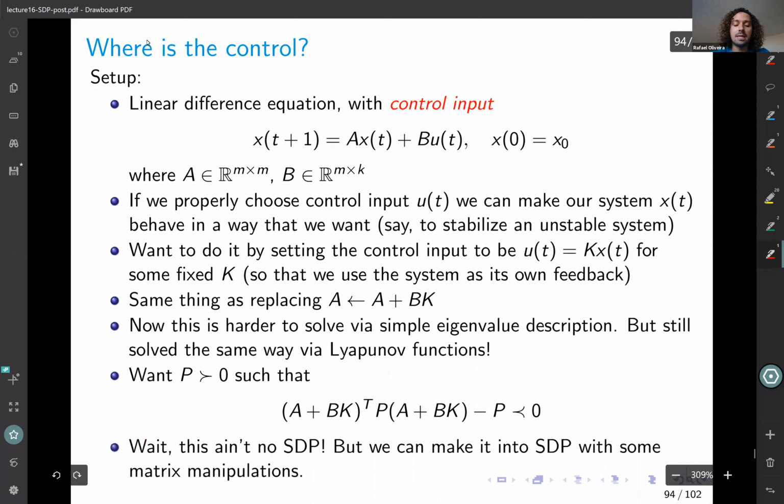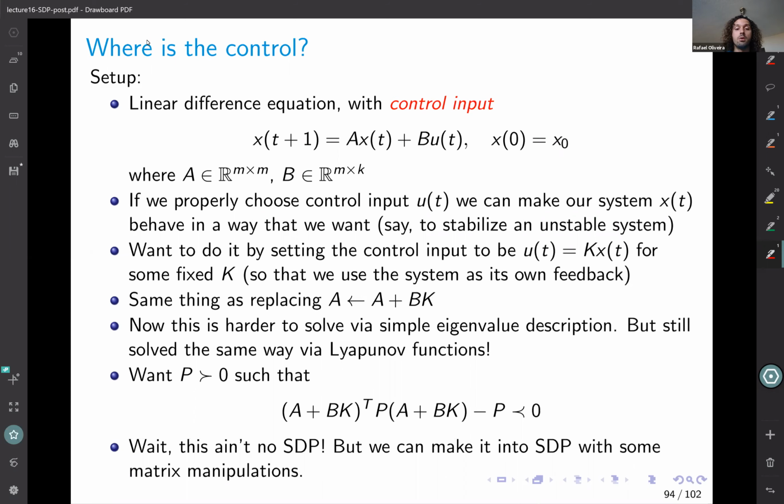And the answer is that we can make it into an SDP, okay, with some matrix manipulations, which involve taking some Schur complements and some inverses, and then renaming things, just like sometimes we manipulate linear programs to do what we want, right? So this can also be massaged into a semi-definite program with some matrix manipulations, which I won't talk about.